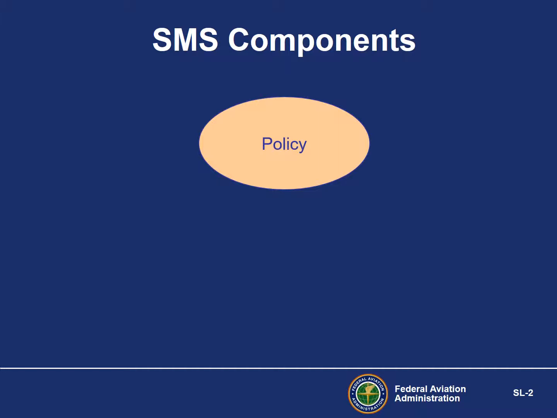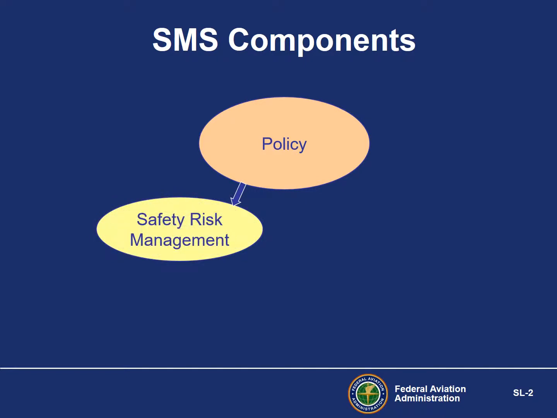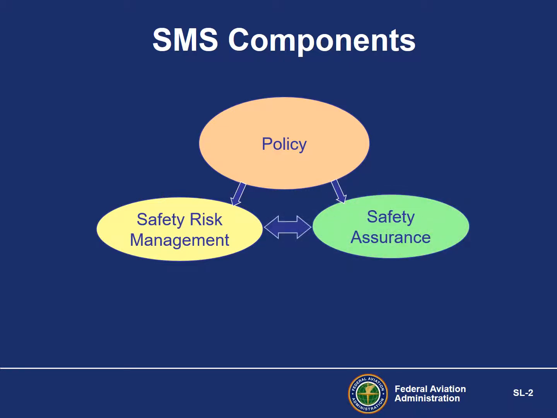The Safety Risk Management, SRM, and Safety Assurance components are the primary functional processes of the SMS. These 2 components combine system safety and quality management into an interactive process. SRM is where hazards are identified, analyzed for risk, assessed, and controlled. Safety assurance is where the controls are monitored to ensure they continue to work to mitigate safety risk.